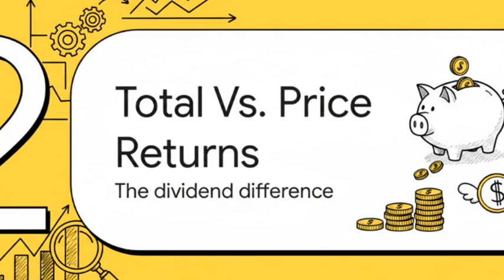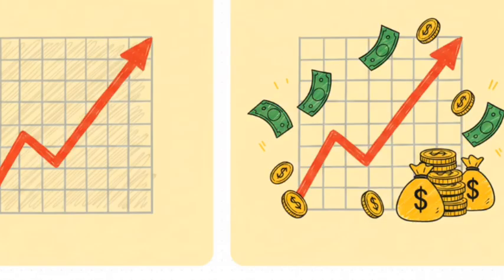Let's move to part two, total versus price returns, and uncover the dividend difference. For the longest time, mutual funds in India actually benchmarked themselves against a price return index, or PRI. But that only captures the capital gains, literally just the price movement of the stocks in the index. But wait, what about the dividends? That is where the total return index, or TRI, steps in. TRI captures those capital gains plus all the dividends and interest payments generated by the index constituents. To put that in perspective, historical dividend yields in Indian markets typically ranged from 1.5% to 2.5%.